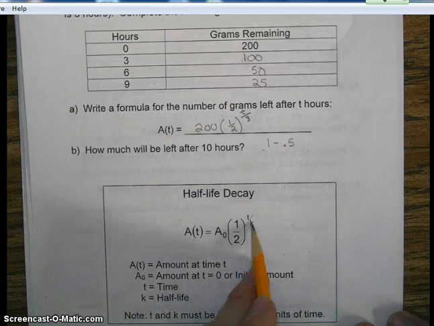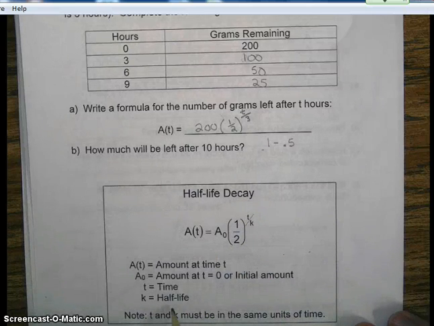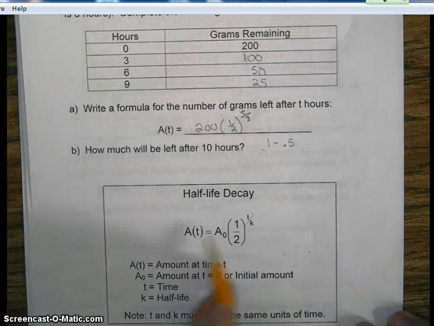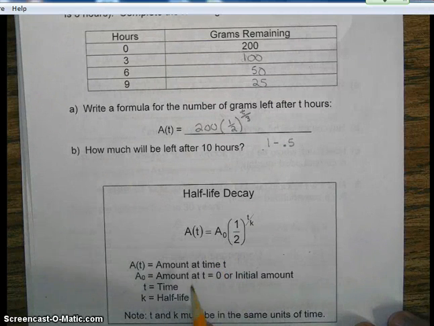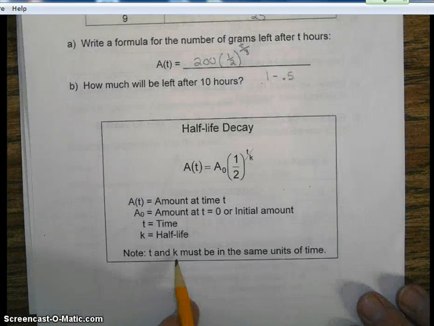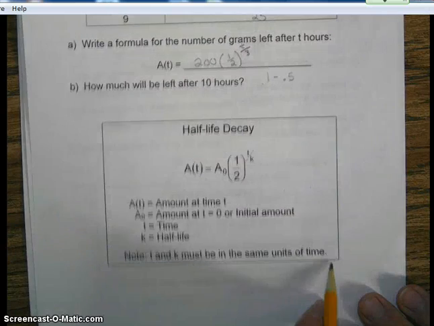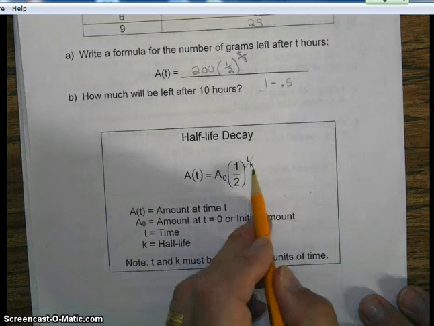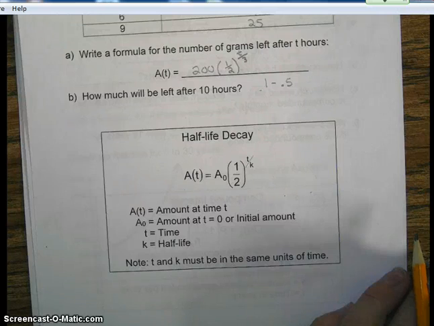And you can see time divided by k, where k is your half-life. Again, a sub 0 is your initial amount, just like before. Everything else is very similar. Note that t and k must have the same units of time. So if time is in weeks, then our half-life also needs to be in weeks.